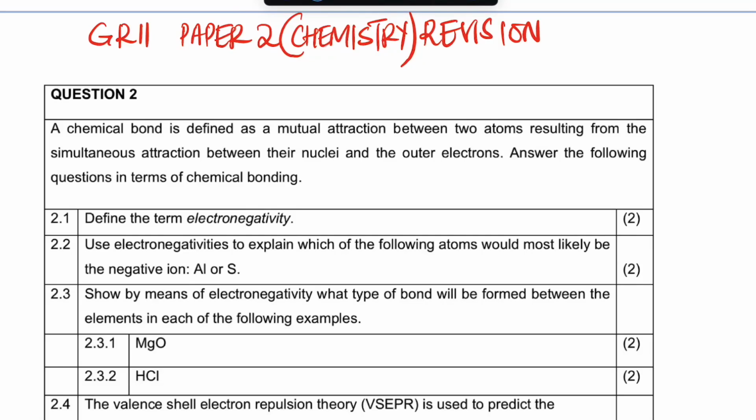This is the grade 11 paper 2 chemistry revision. For the final examination, I'm going to do the possible questions. I'm just taking questions from different question papers. Now it says chemical bonding. I'm going to start with question 2.